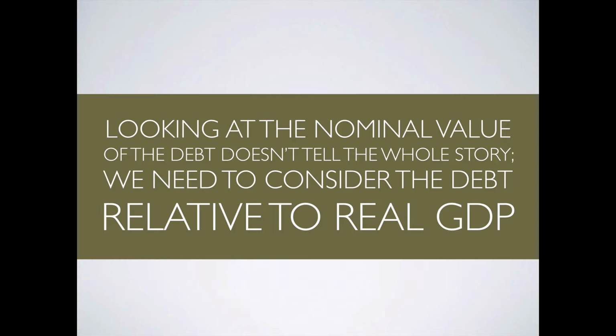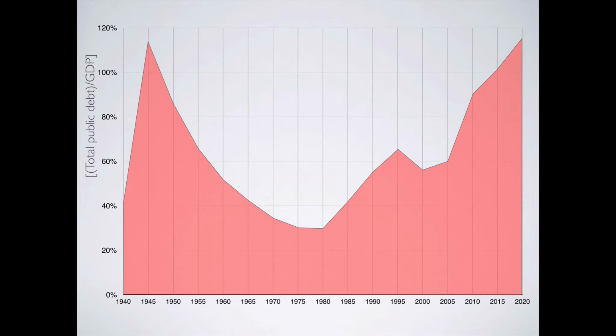Looking at the nominal value of the debt doesn't really tell us the whole story. We've got to go deeper than that. We need to consider the debt relative to GDP. So when we do that, this is our pattern, again looking at the period from 1940 to 2020. What we can see here is that it rose quite a bit from 1940 to 1945, and that's the impact of World War II, the massive gearing up of spending to enter and fight World War II.